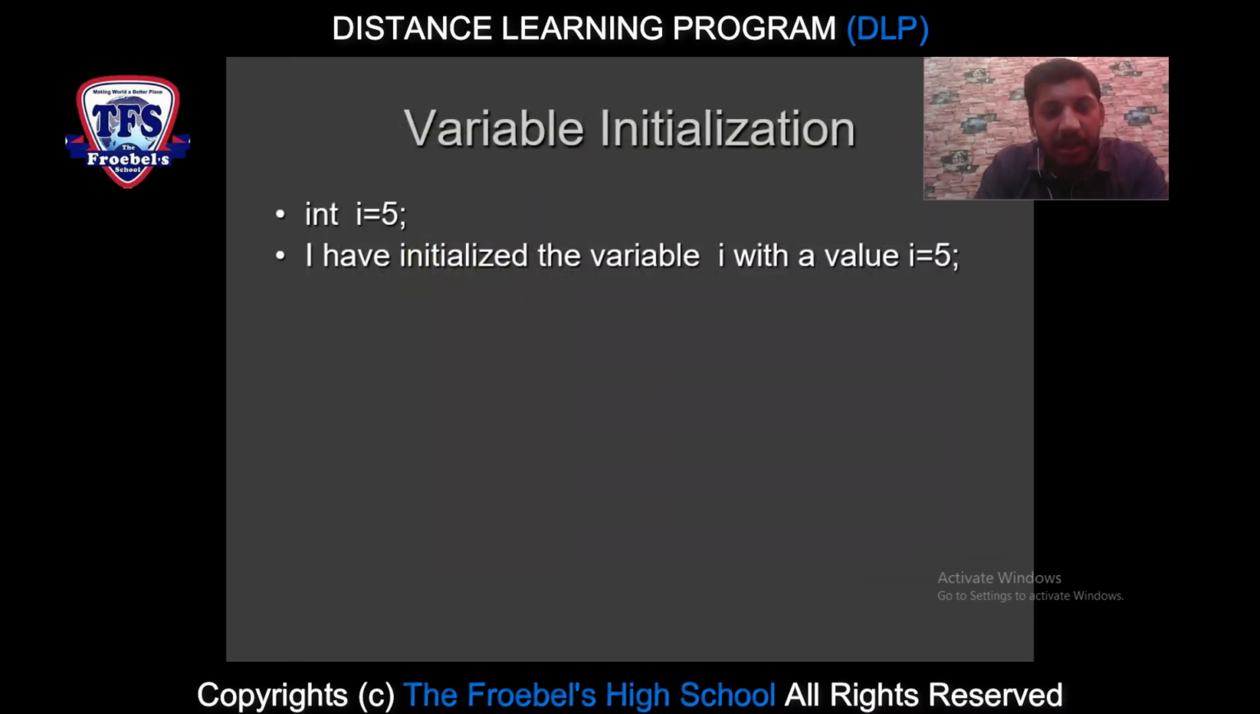Okay. Now we have variable initialization. For example, we have integer I equals 5. What does it mean? It means that I have initialized a variable I whose value is 5 and whose data type is integer. What are integers? Integers are all the positive or negative whole numbers. Remember, positive or negative whole numbers. If you are using an integer data type and you write a number with a decimal point, then an error will occur because you are using the wrong value against the data type.